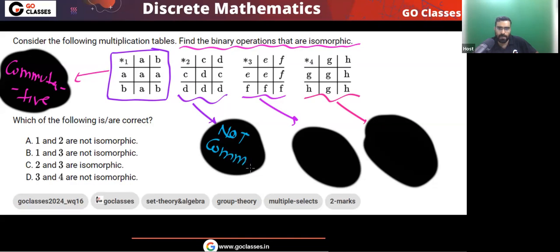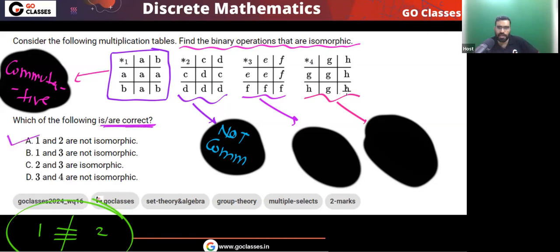Now you tell me: the first structure is commutative, the second structure is not commutative. What can you say? They have different properties, so definitely they are not isomorphic.